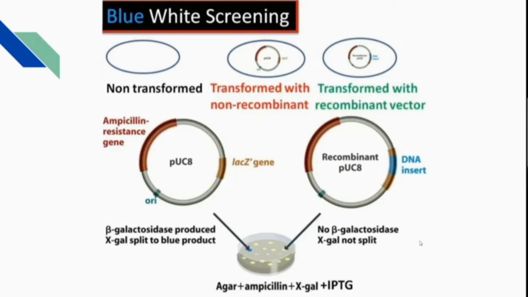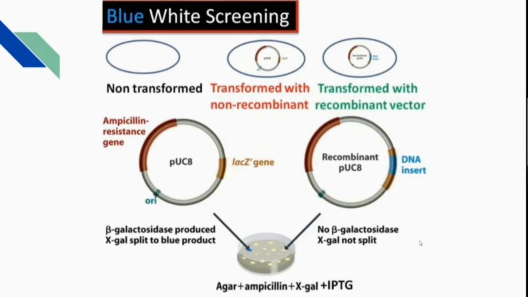So, we have a medium that contains ampicillin, X-gal, and IPTG. IPTG is an inducer of the beta galactosidase gene. It binds to the repressor and favors the production of beta galactosidase. Non transformed colonies cannot grow in an ampicillin medium as they do not have the vector, so it is very easy to eliminate the non transformed ones.